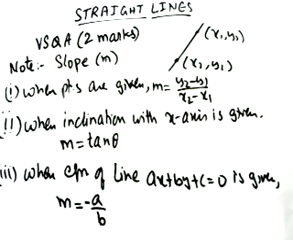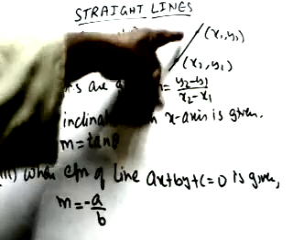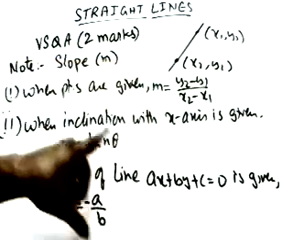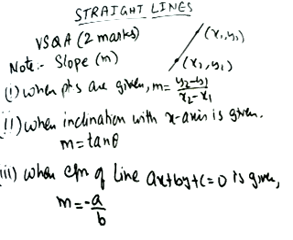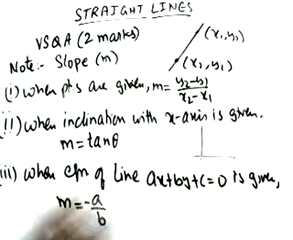Now in short, let me start with the slope-based questions. To find slope, we have three methods here. When 2 points are given, the slope we can find by using the formula m equals (y2 minus y1) by (x2 minus x1).